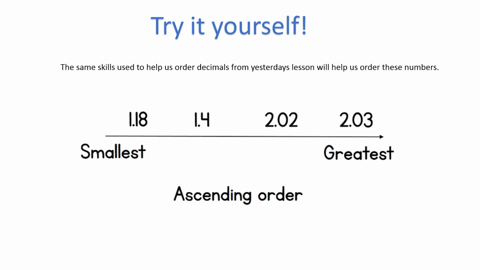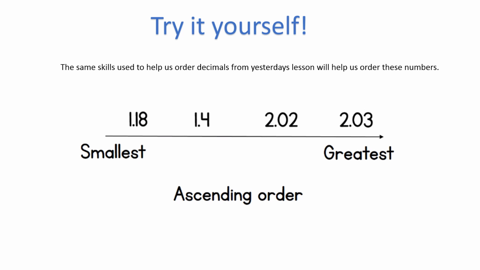Excellent. Let's take a look through the answers. So we had smallest number was 1.18, then 1.4, 2.02 and 2.03. So when we look at these numbers, automatically when we look at the ones, we see there's 1, 1, 2, 2. We'll know that these two numbers are first smaller, so we can place them to the side, and then we can compare these numbers. So we already looked at the ones, they're both the same, so we have to now look at the tenths column.